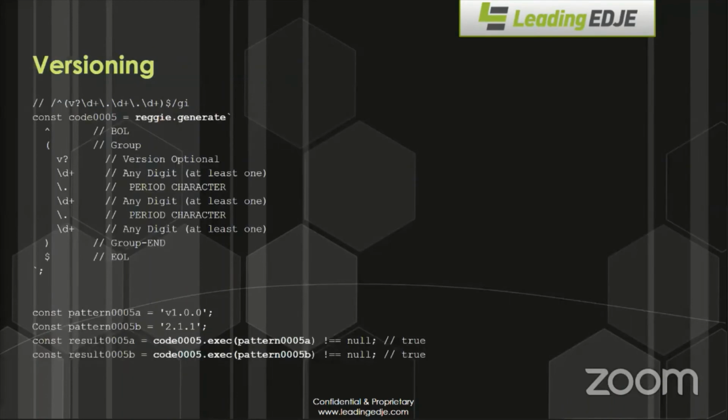But if we break it up this way and look at the regenerated version, we have the beginning of line, end of line, and a large-scale group. Version, optional. Any digit, at least one. A period character, any digit, at least one. A period character, any digit, at least one. That sounds much more like a version control system of some sort, and it's certainly much easier to figure out what's happening when you look at it vertically like that.